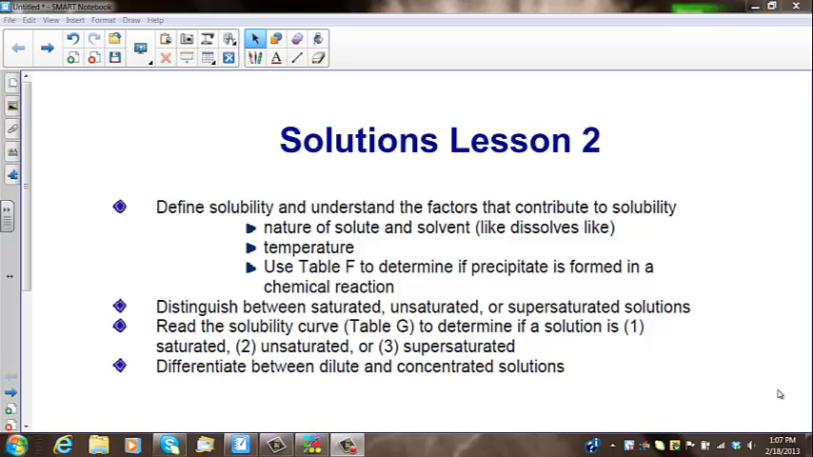Okay, this is Solutions Lesson 2. The objectives of today's lesson are to define solubility and understand the factors that contribute to solubility, such as the nature of the solute and solvent. We'll review like dissolves like, temperature, and possibly using Table F to determine if a precipitate is formed in a chemical reaction. We're going to distinguish between a saturated, unsaturated, and supersaturated solution, and we're going to learn how to read solubility curves to determine if said solution is saturated, unsaturated, or supersaturated, and then differentiate between dilute and concentrated.